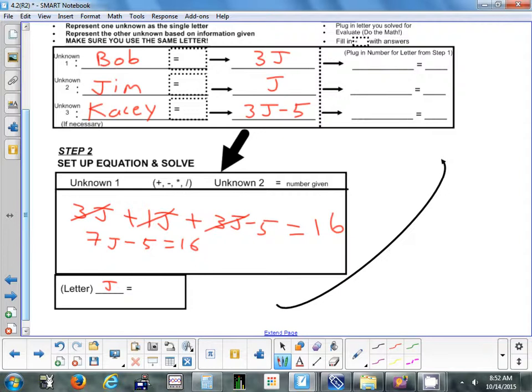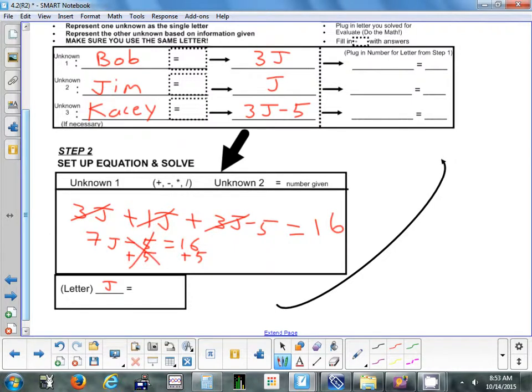Okay, two steps left. Gabe, what would be my next step here? Well, you got all the things with letters on the left-hand side, right? The 7 and the J. So we're going to put all the things without letters on the right side. So how would we do that? Add the 5 to 16. Yeah, you're going to add the 5 to both sides.